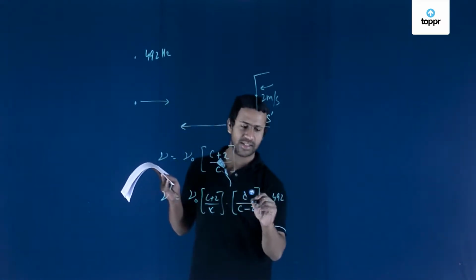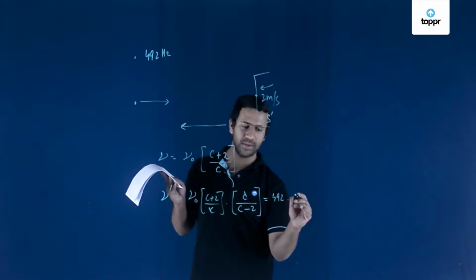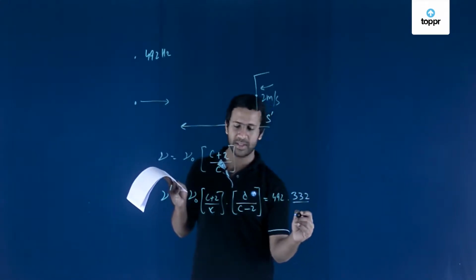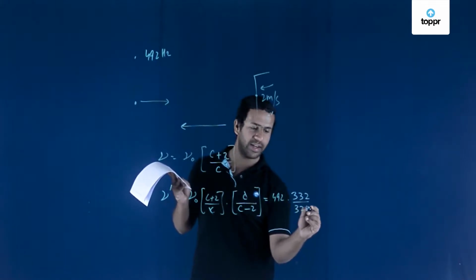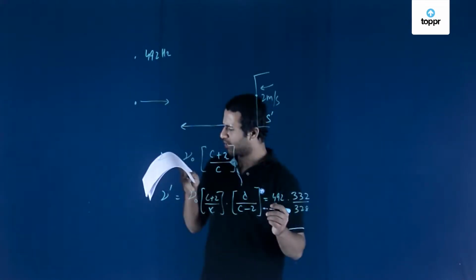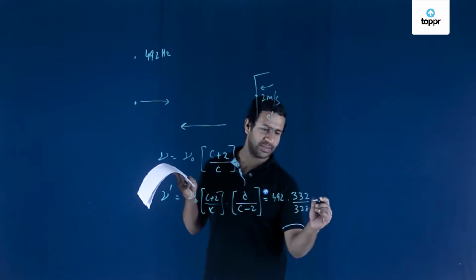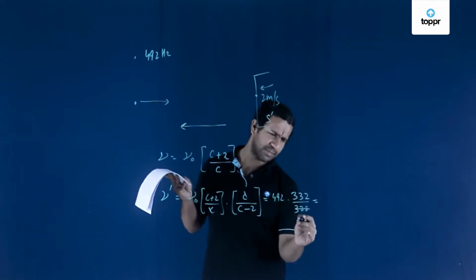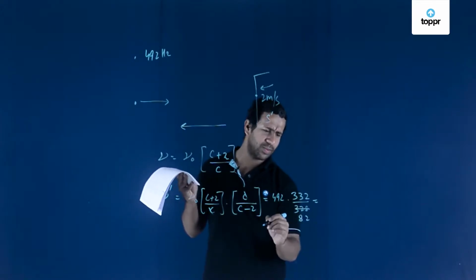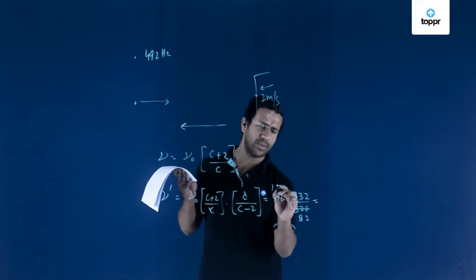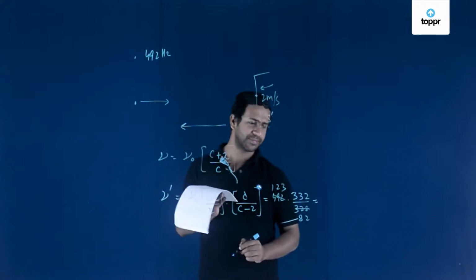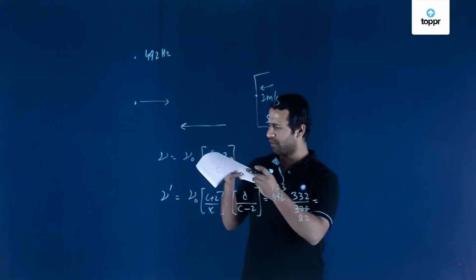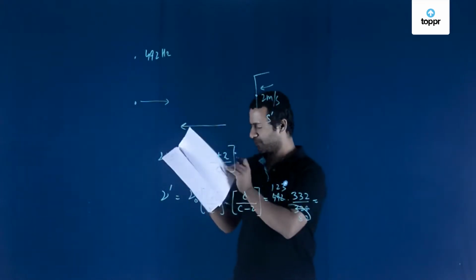So, C cancels out, you have 492 into 332 divided by 328, right. This value, if you calculate, will turn out, so you can clearly simplify this with 82, right. This will be 123, and further simplification should give you the value.